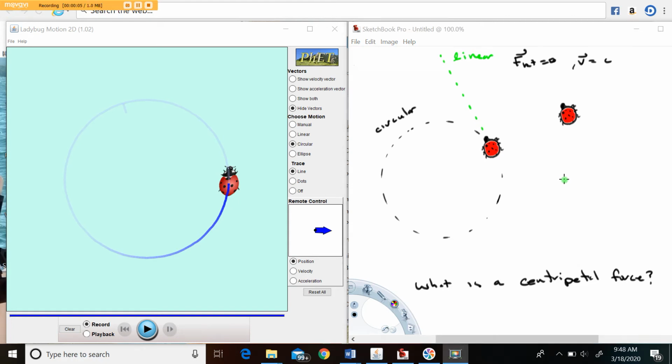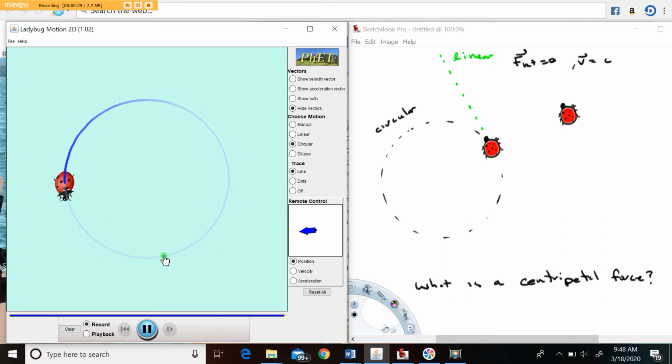I'm making this video to answer the burning question on everyone's mind these days: what is a centripetal force? We're going to start this discussion with this simulation I have of this ladybug. I'm going to go ahead and turn the simulation on. So we have this ladybug, a pretty fast ladybug, who's walking along this circular path.